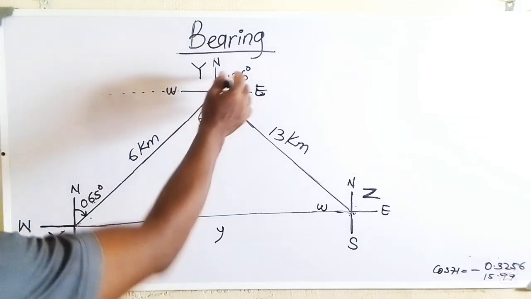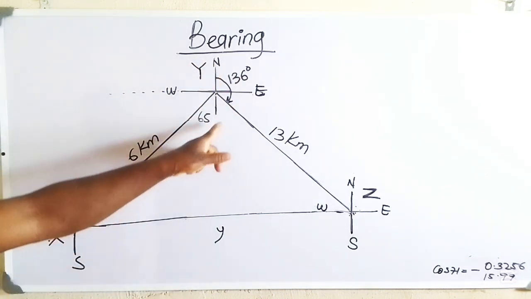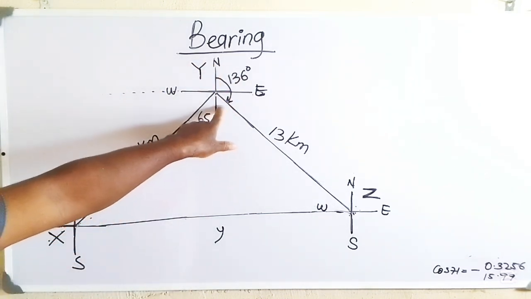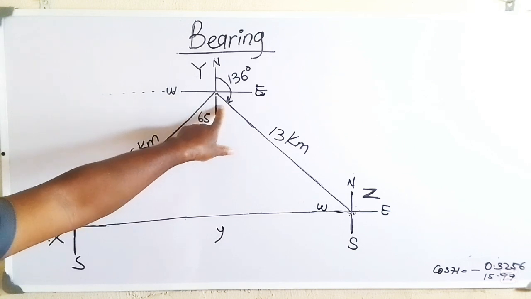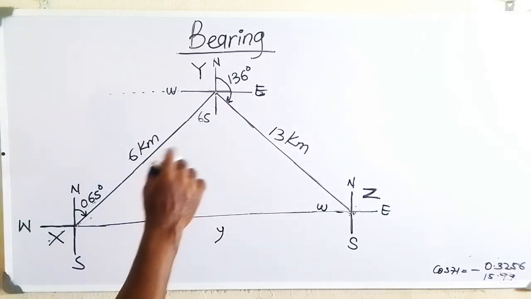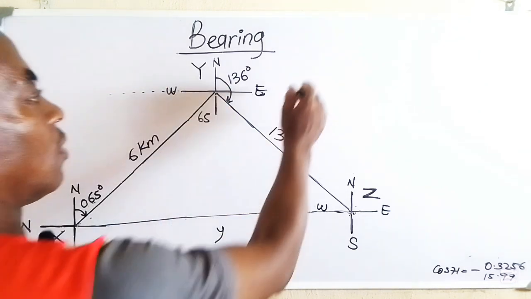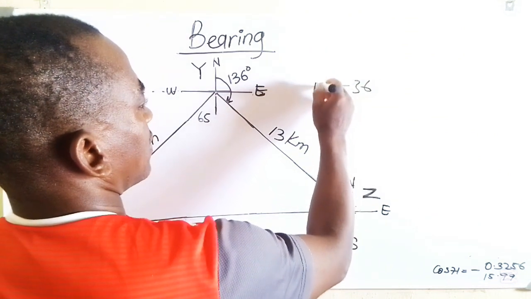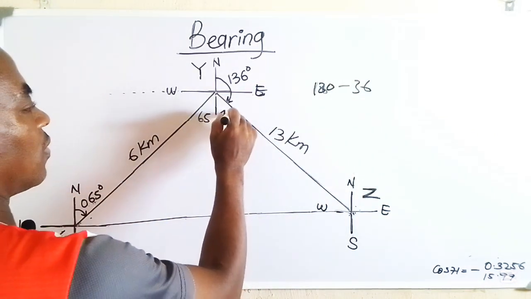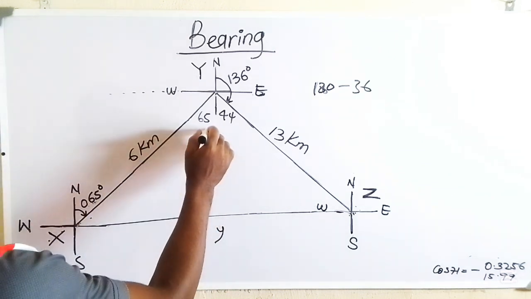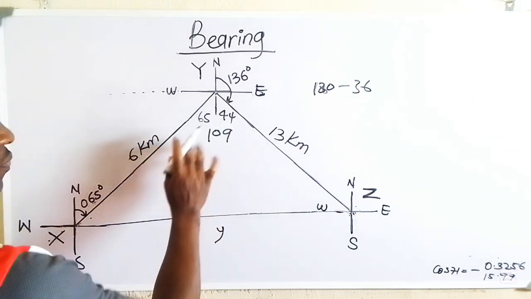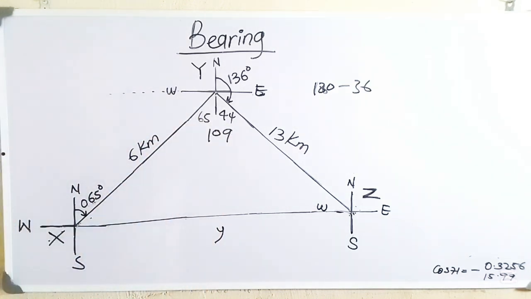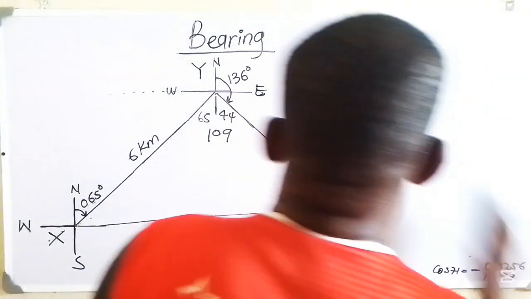Then here now we say angles on a straight line. There's a gap here; we have to fill it up. Angles on a straight line: 180 minus 36 will give you 144. So when you add it together, it gives you 109.